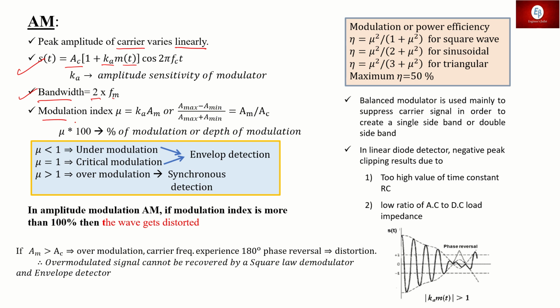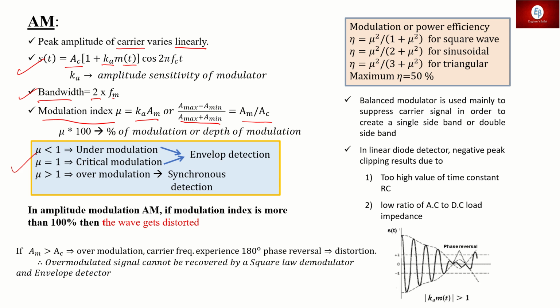And next is the modulation index. μ is equal to Ka into Am, and the second formula is (Amax minus Amin) upon (Amax plus Amin), and the third is Am by Ac. The question which is asked in any examination is based on these three formulas. So you have to learn these three formulas to solve any type of questions about the modulation index. μ is actually known as the percentage of modulation if expressed in percentage. So these are the three important formulas.